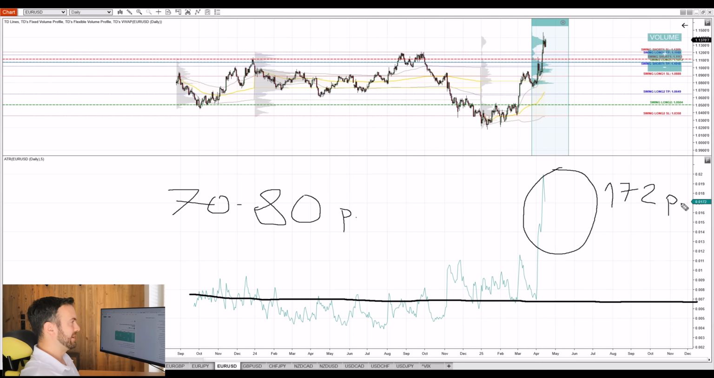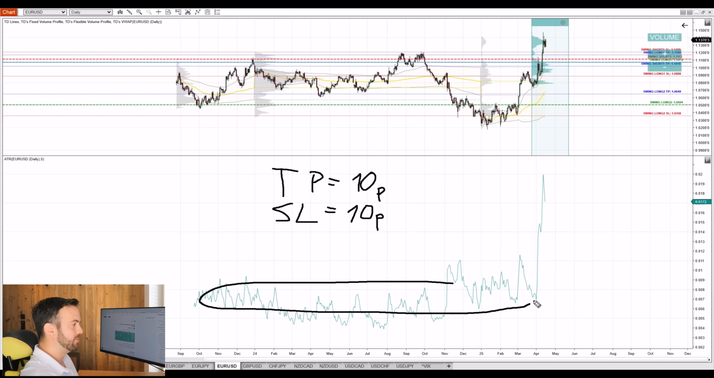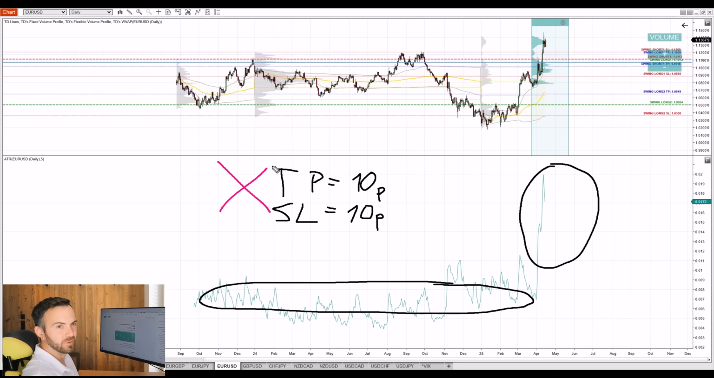Where I'm getting with this is that if you are trading the euro, let's say with take profit 10 pips, stop loss 10 pips, and you used a fixed take profit and stop loss like this, then yeah, in this period maybe it was quite fine. But what to do when the volatility changes dramatically like this? You can't really use this setting anymore because you would simply get stopped out too soon. Your take profit would be too small and your trading would just be terrible, right?